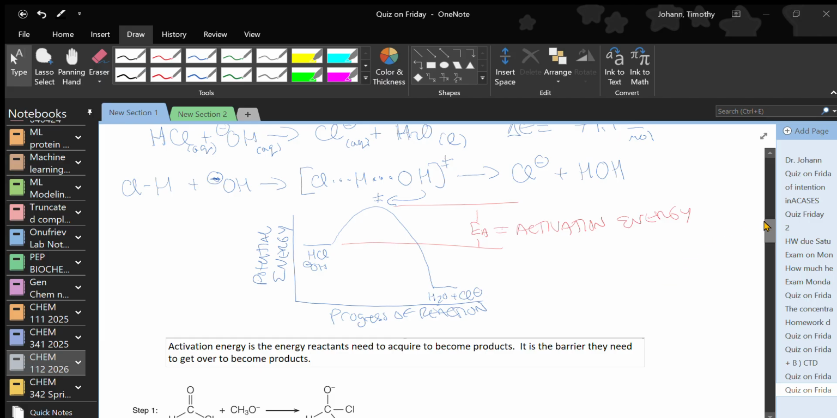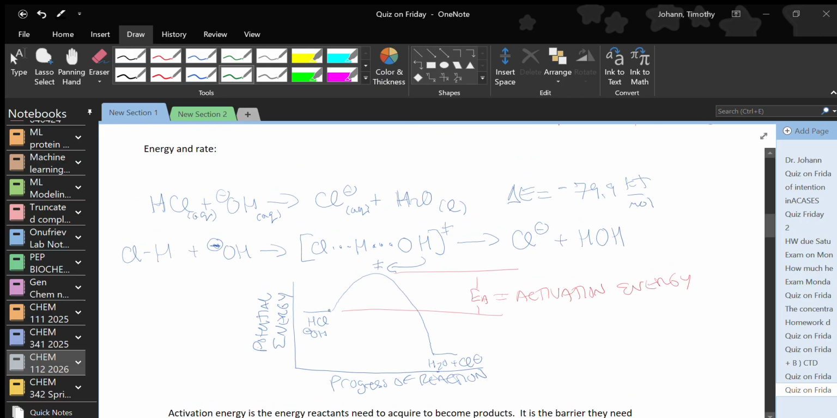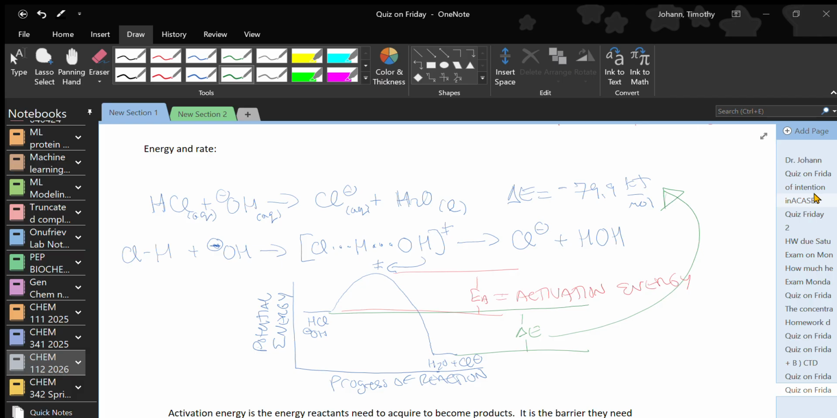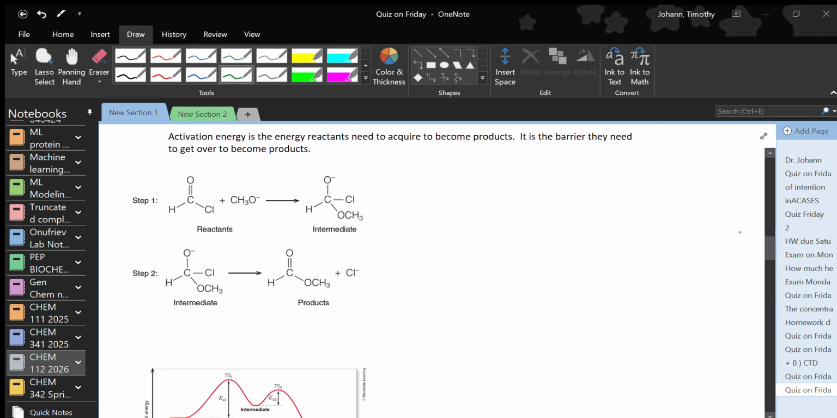And if we look at this, we have this change in energy for the reaction, right? That's 79.9 kilojoules per mole. If I take this out and that out, that's the difference. This is the difference in energy between the reactants and the products. So this is going to be that delta E from up above. Questions? Does that make sense how those all fit in? Okay. So let's look at another example of this.